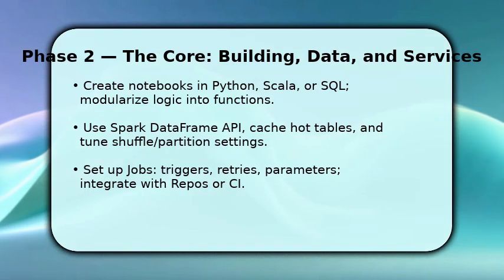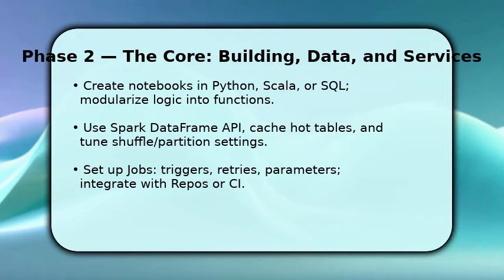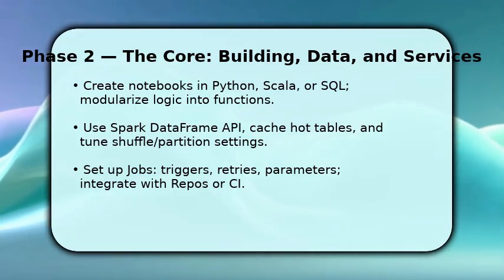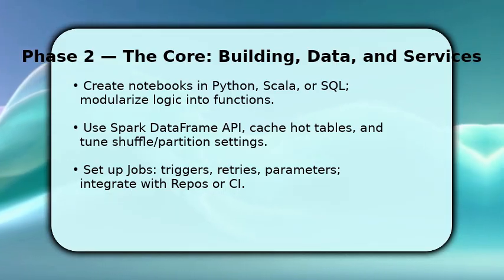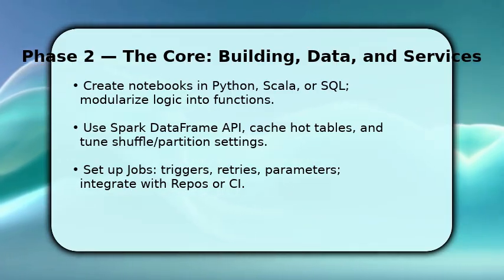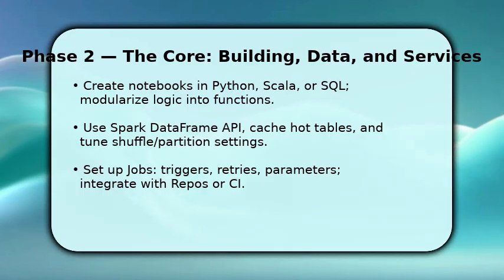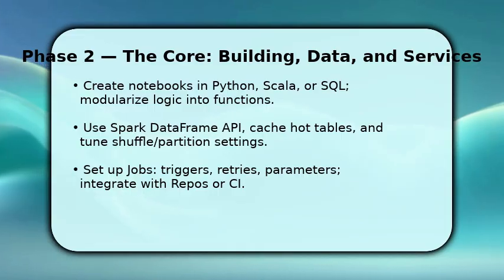You now build and orchestrate work. Author notebooks in Python, Scala, or SQL, and modularize logic into functions so tests are simpler. Use the Spark DataFrame API for transformations, cache hot tables, and tune partitions and shuffle configurations to reduce skew. This improves runtime and cost.